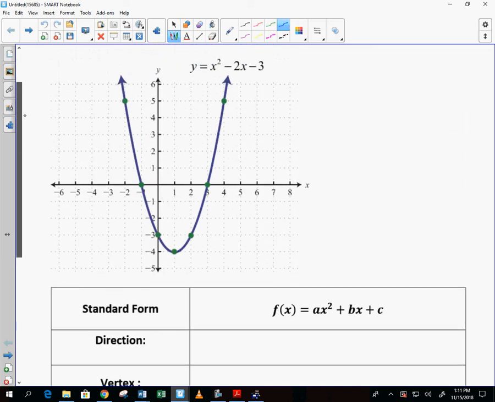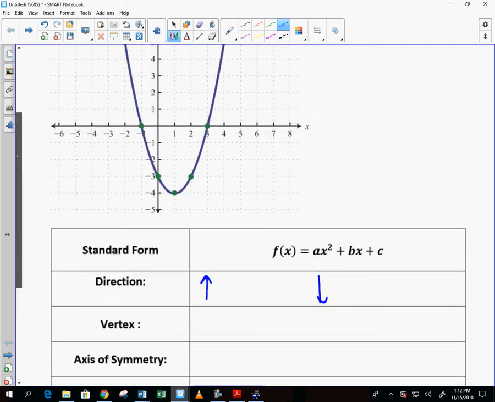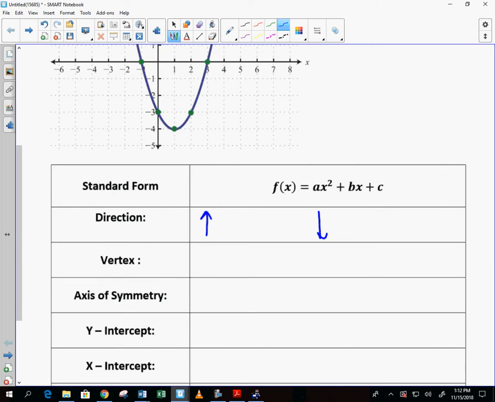Sometimes parabolas go up, sometimes they go down. Anybody tell me how they think they could determine whether they go up or down? Positive or negative. Which value do you think has to be positive or negative? The A, the B, or the C? If the A value is positive, it goes up. If the A value is negative, it goes down. Everybody good with that?